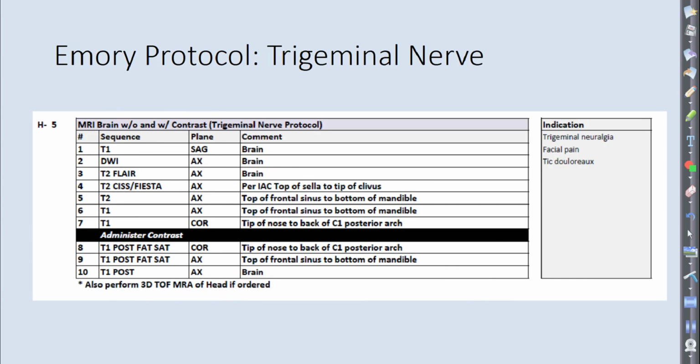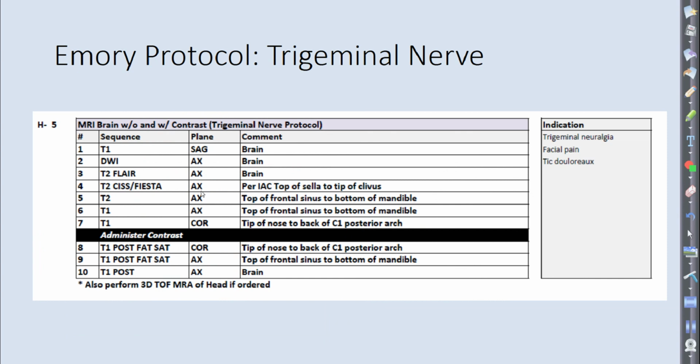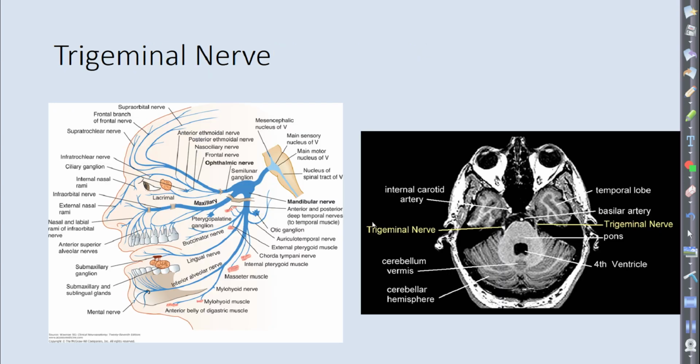Here's your protocol. So just be mindful of the coverage that you need to get. Here, we're covering the IACs, because remember, it originates near the IACs in the pons. And then for the axials, we're covering from the frontal sinus all the way down to the mandible, to get all three of these nerves. And then for coronal, we cover from the tip of the nose to the posterior arch of C1, because we need to get it all the way back to where it originates from. The posterior arch of C1 is right here behind the pons, where it originates from.